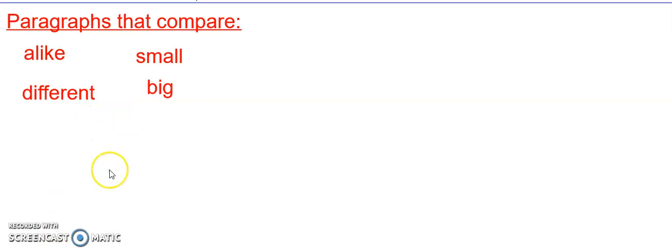Then we have paragraphs that compare. When we mean compare, we mean we're describing how something or a situation is alike or how they are different. And when you write about these, first talk about maybe the small differences and then get into the bigger differences. Okay? But all these will follow the same structure as paragraphs that inform. A topic sentence, details or explanations, and then a conclusion.